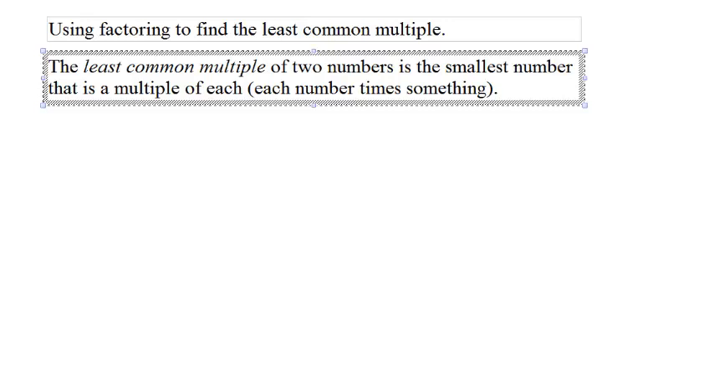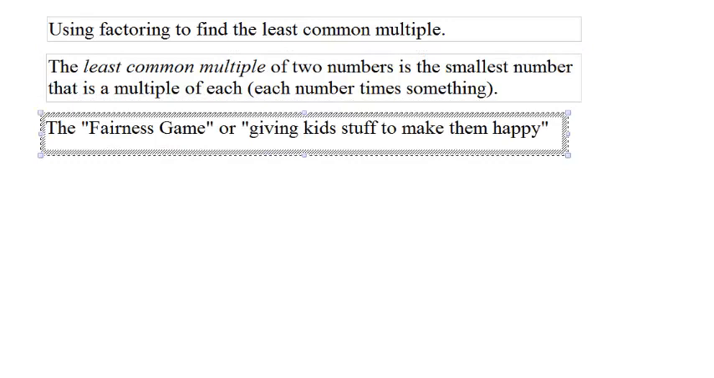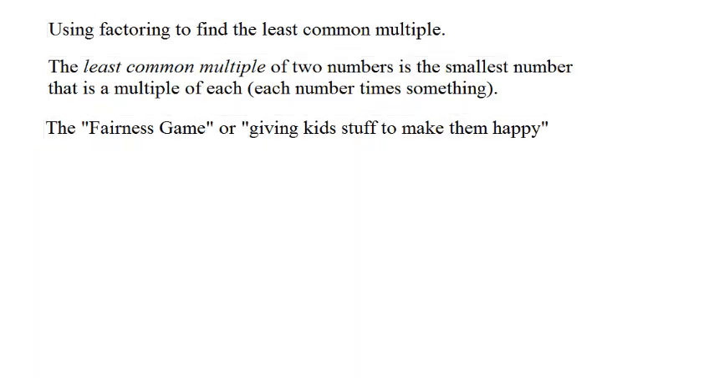It's the first number times something, it's the second number times something, and it's the smallest number that has that property. Now, I have invented this game I call the fairness game, or giving kids stuff to make them happy. Let's do a couple examples. With factoring, we'll find least common multiples. Let's suppose you have two kids, Kim and Mike. Kim and Mike are siblings.